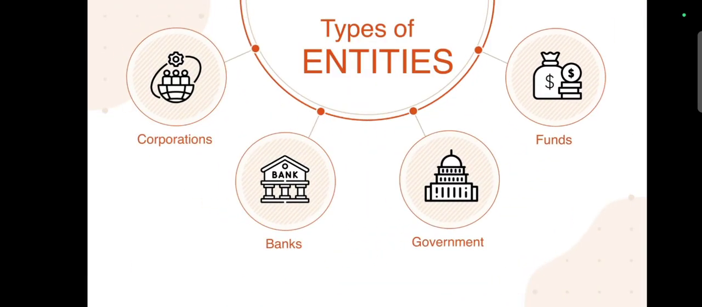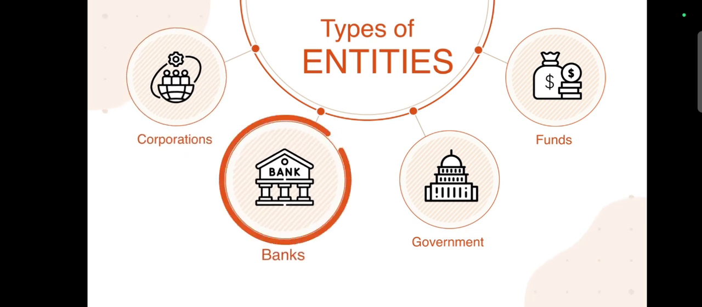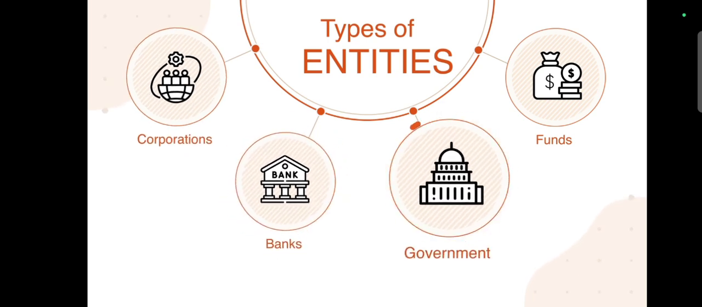With this, we conclude part 1 of types of entities. We have learnt and understood 4 entity types, namely corporations, banks, government, and funds.